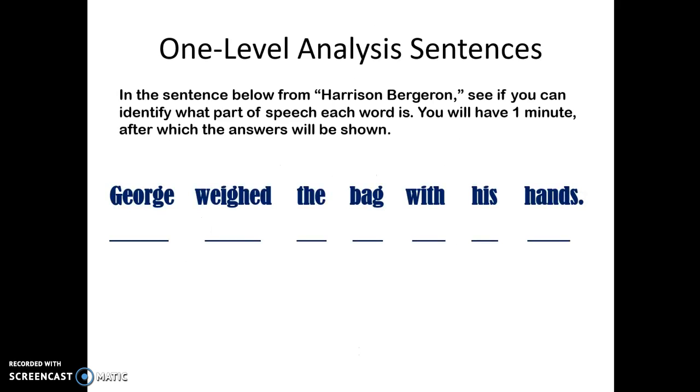Okay, so what I'm going to ask you to do is to take about a minute and look at this and decide what are the parts of speech for these 7 words, excuse me. And then I'm going to put up an answer key. So see if you can get the answer right.